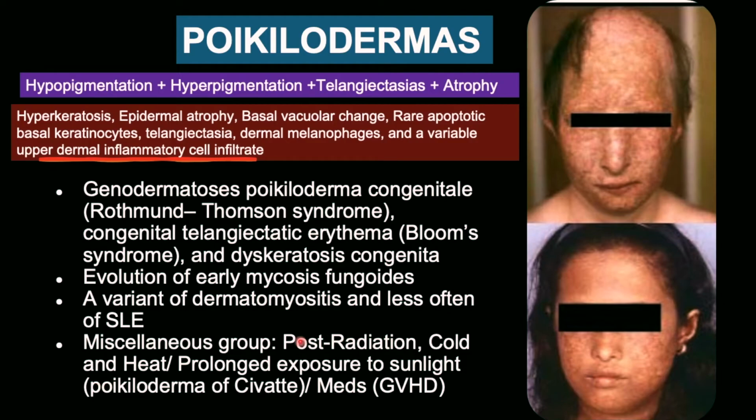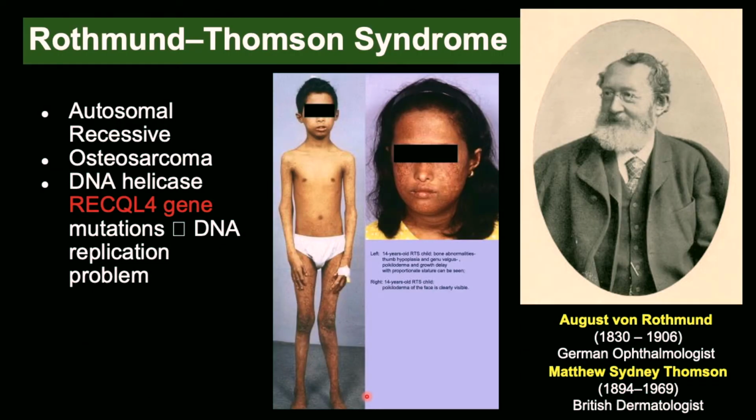The one that we have is post-radiation, cold and heat, prolonged exposure to sunlight. This is the most common, poikiloderma of Civatte, and the one that is related to medication or GVHD. So we'll talk about those in detail. We'll start with the first category, the genetic category, Rothmund-Thomson syndrome.